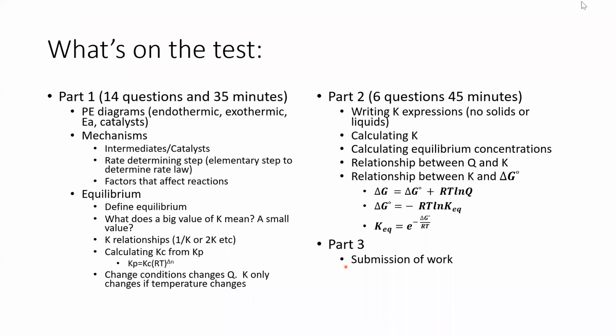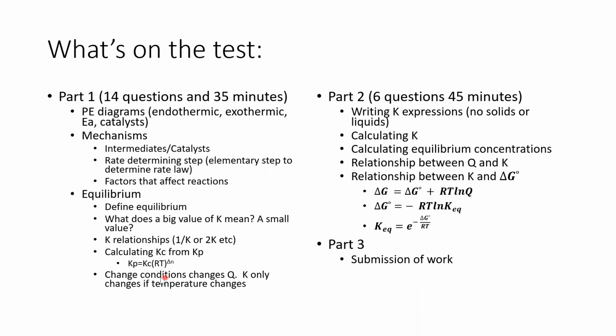Knowing how to relate KC to KP. KC is the equilibrium constant in terms of concentrations. KP is the equilibrium constant in terms of partial pressures. And to relate them, KP equals KC times RT to the delta N, where delta N is the number of moles of product minus the number of moles of reactant in the balanced equation.